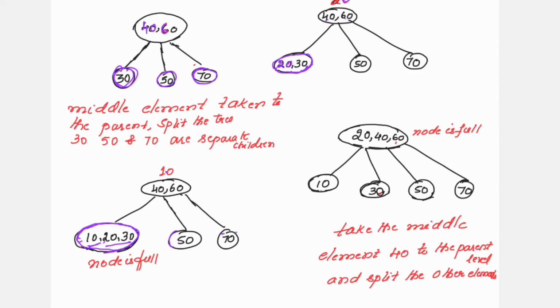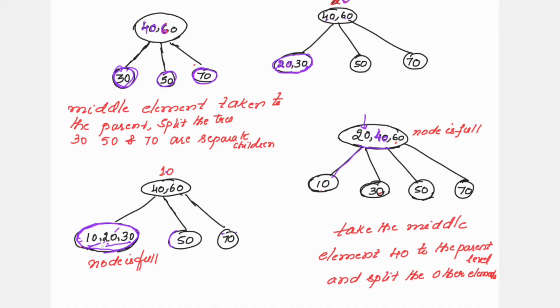Then you take the middle element. Middle element is 20. You pull it up. So it will come to this root level. Already 40, 60 were there. So it will take its position, because 20 is less than 40. So it should be placed before 40.